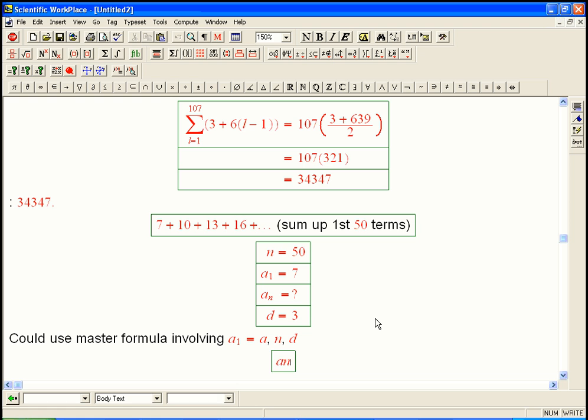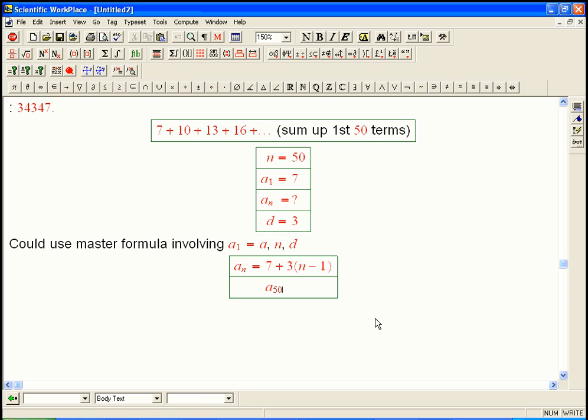Okay. Well, a sub n, the master formula is start with the starting term, and then step up by n minus 1 times d. Okay, and I know the n that I'm interested in is 50, and so that's 7 plus 3 times 49, which is 154. And so that's going to be what I put into my formula.